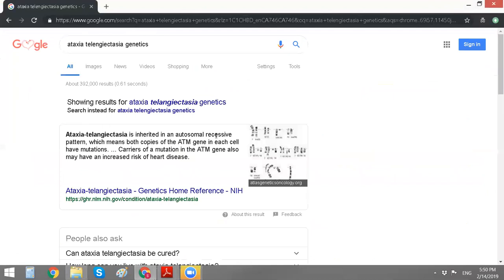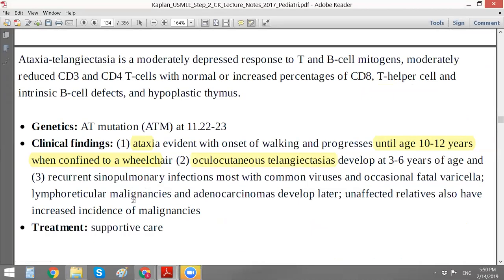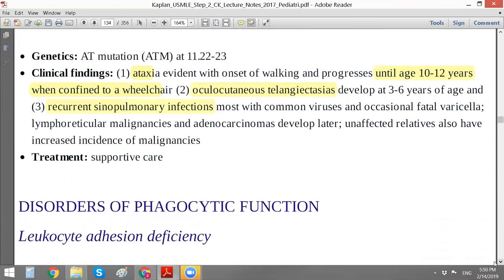This is autosomal recessive. AT is AR. Then recurrent sinopulmonary infections and malignancies, adenocarcinomas, and then supportive care. We just give them supportive care.